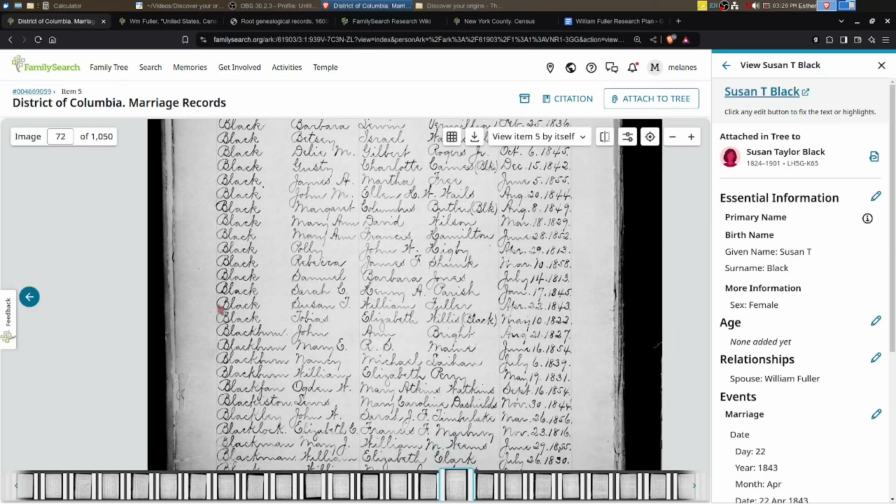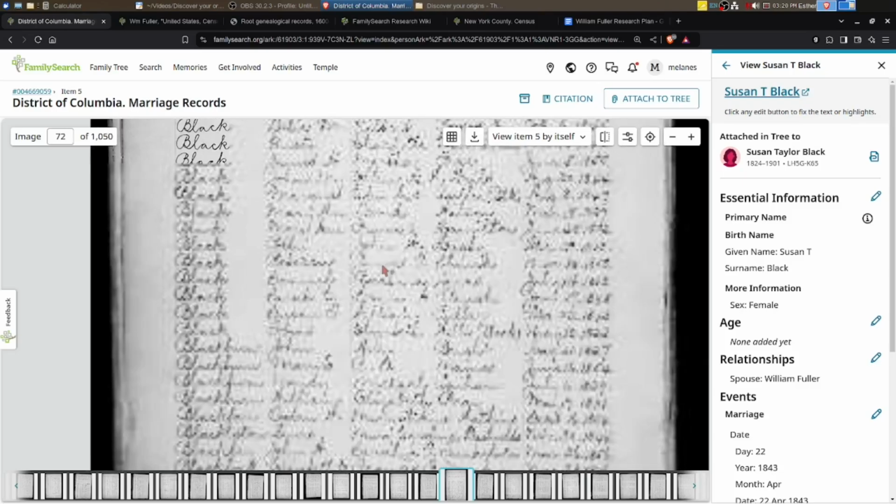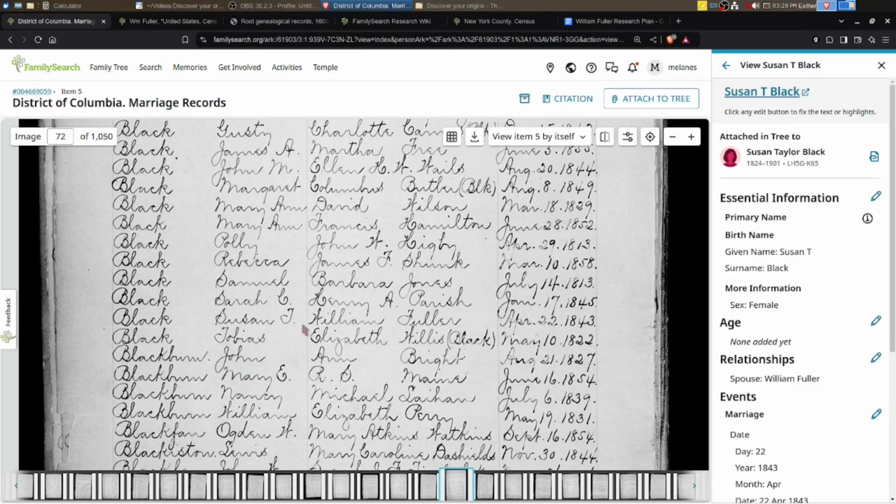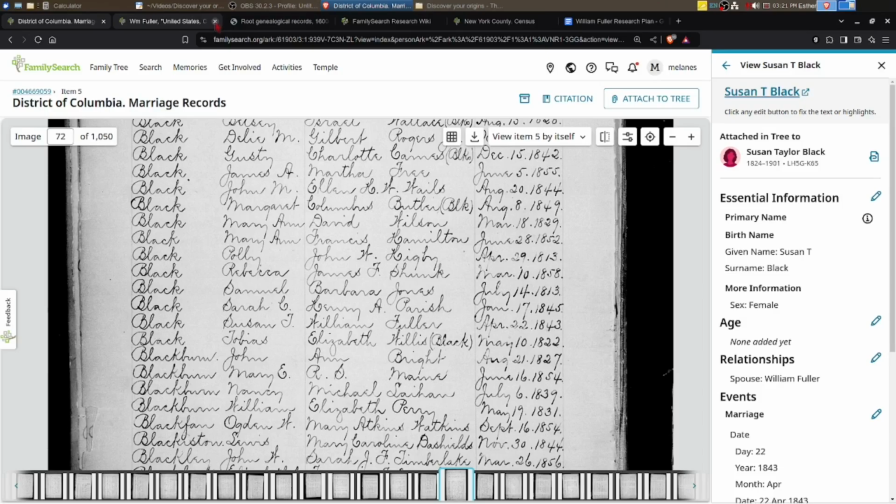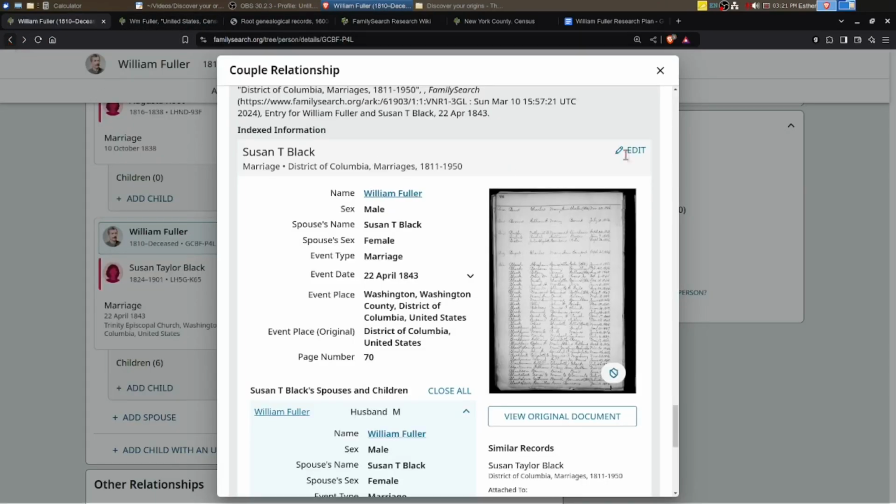Okay, here we go. Susan T. Black to William Fuller, April 22nd, 1843. We'll zoom in here. Here's Susan. It seems to be a match. I don't know if there's any way to know more. Kind of put a pin in that as we continue to look at this family.